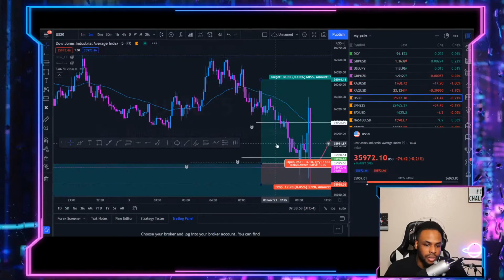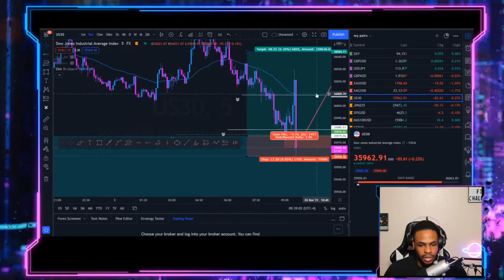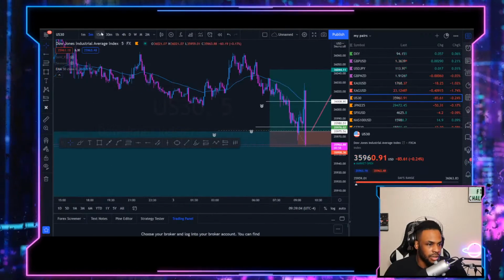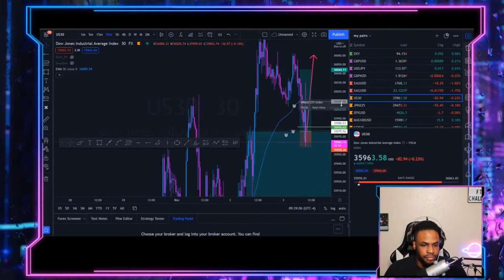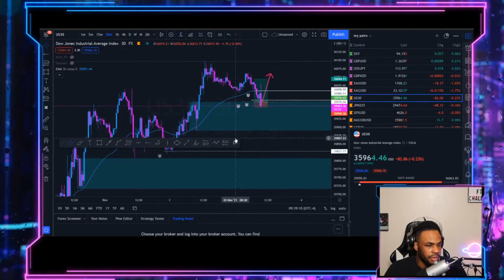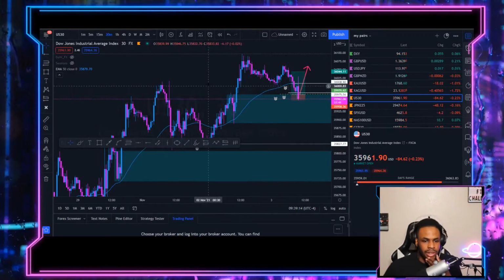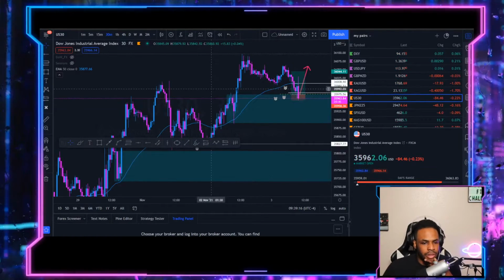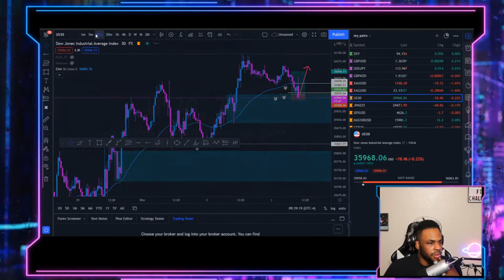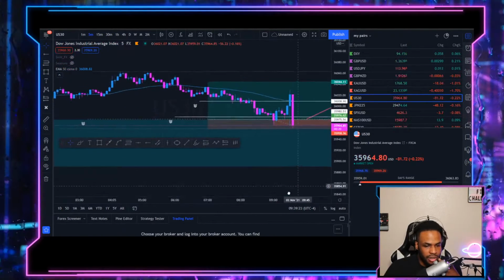Let's go look at US 30. Yeah, I'm glad I didn't hop in this. US 30 is going crazy right now, at least on the lower time frame. Doesn't look too bad on the higher time frames. Yeah, just a lot of crazy pushes there. I just wish that push would have happened before that move, because then I would have at least been break even on that second position.